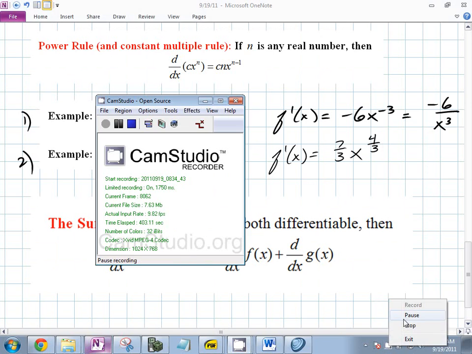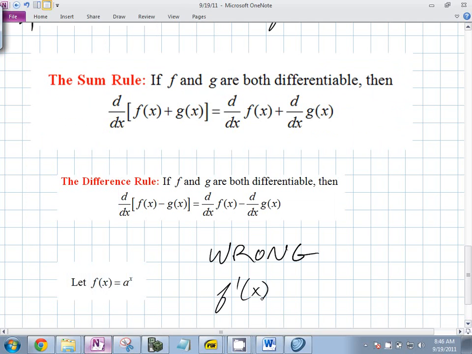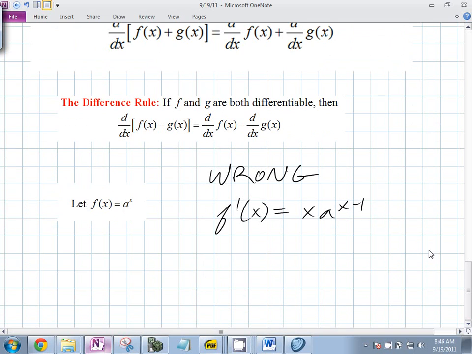Nothing too earth-shattering there. If I just gave you this right now, what's a really common wrong way to differentiate this? Some people, the wrong way, you see this all the time. You see x times a to the x minus 1. Is that even remotely correct? No. I'm showing you this now because you'll do it like 3 times.